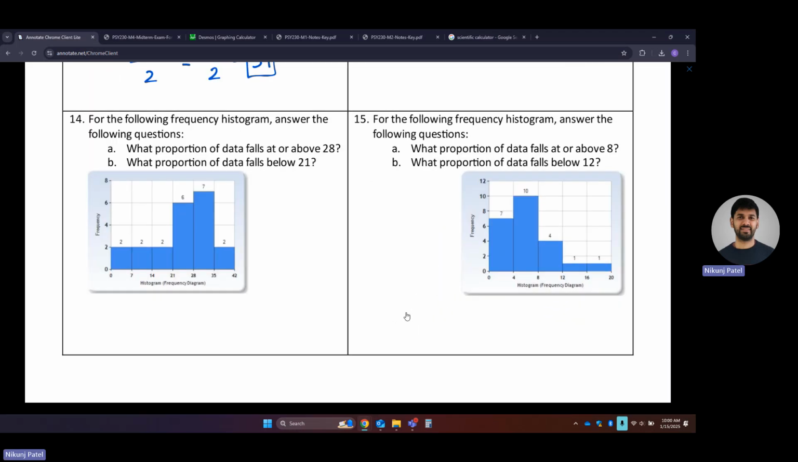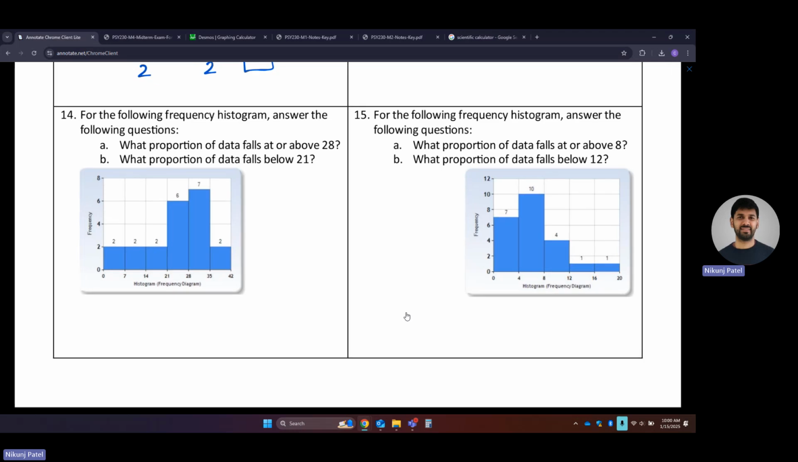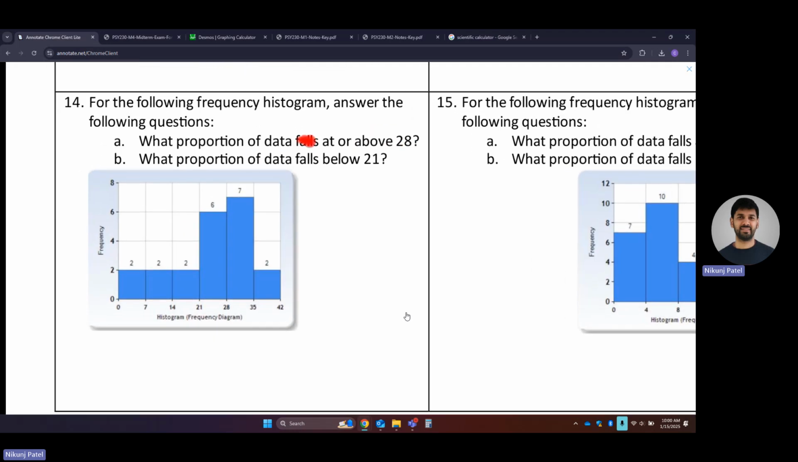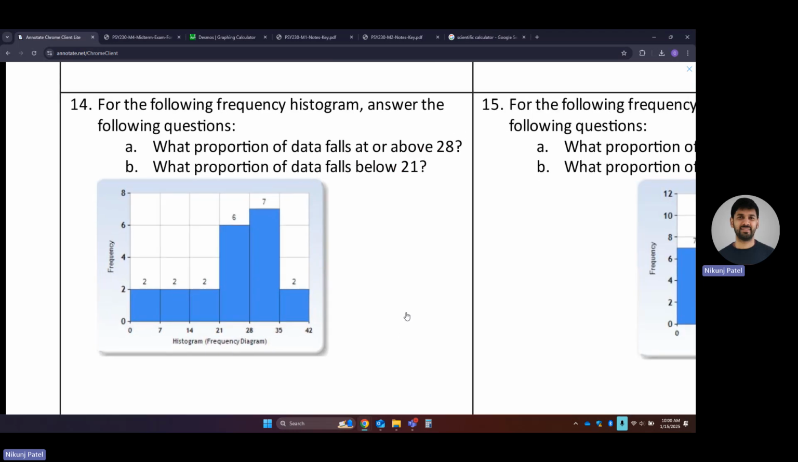Then we have 14 and 15 right here. These ones ask you to interpret a histogram. And they're asking about proportions of data. What that means is how much of the data falls at or above or below a certain value on the number line. So for number 14 here, using this histogram, it says what proportion of the data falls at or above 28. So here's 28. At or above would be anything to the right of that.